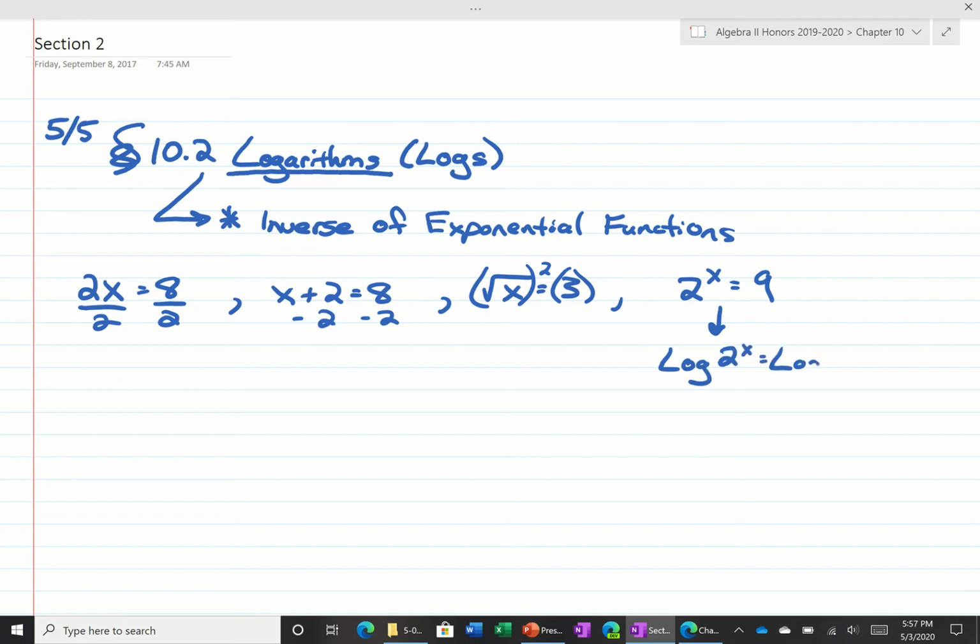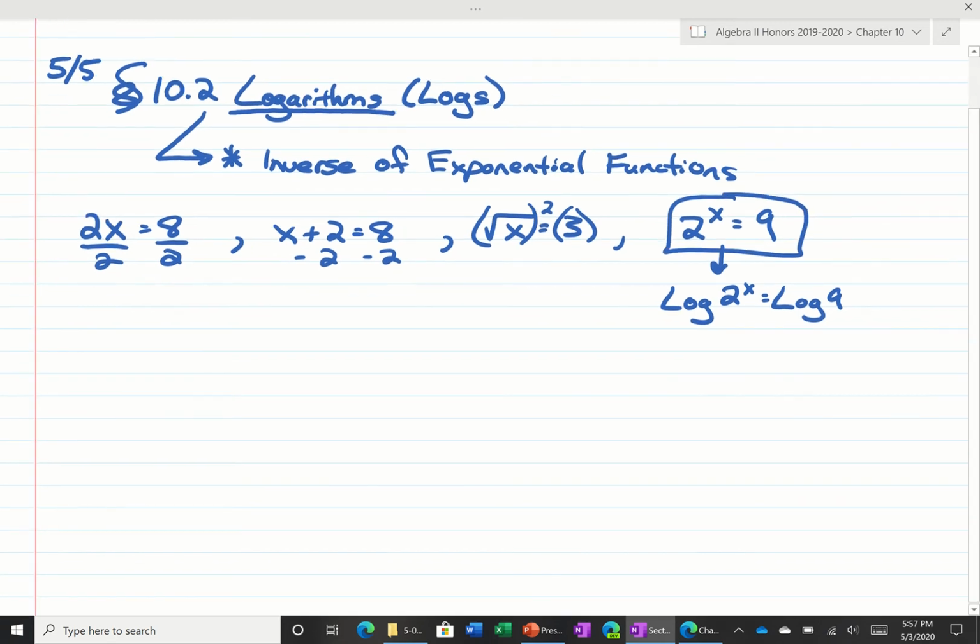And we're not quite at that level yet. We'll be learning that in a lesson that's coming up. But that's why we have to learn about logs, is to solve equations that look like this, where a variable is in the exponent.